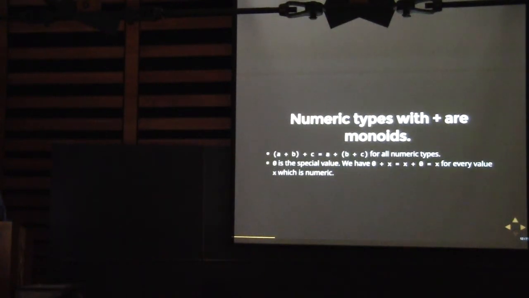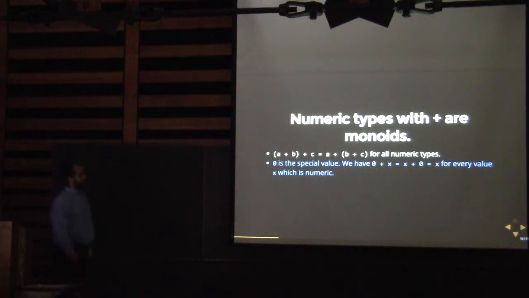First, an example of a monoid is numeric types with the operation plus. So you have this associative property with all numeric types. Someone said, I assume you mean theoretically. Of course I mean theoretically. Yes. The special value here is 0. So 0 plus x equals x plus 0 equals x for every numeric value of x. So we have a monoid.